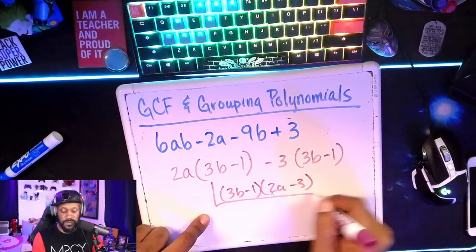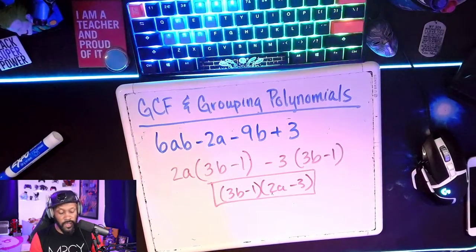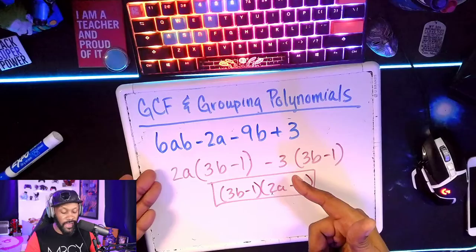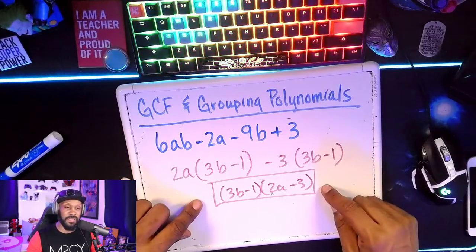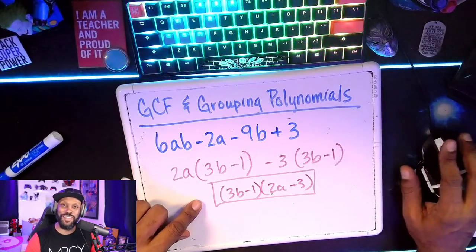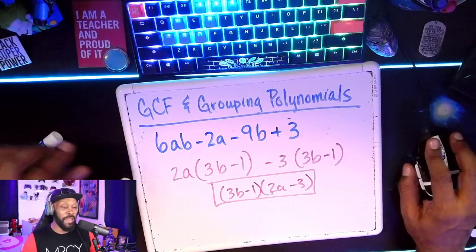And that, friends, is how you factor a polynomial by grouping, right? Incorporating the GCF idea and the grouping method to get us here. All right, so that's what we're looking for. Give it a shot. Let me know how it goes.